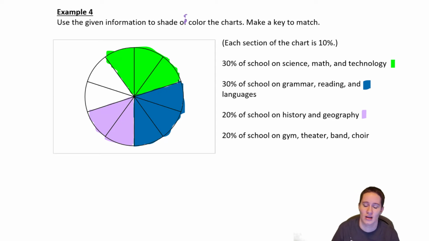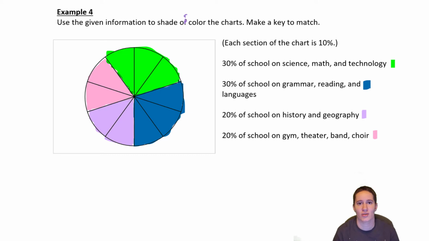20% of school on our extras: gym, theater, band, choir, anything that would fall into that category. So basically what's happening is that this is 2/10, which is the same as 1/5. But because each of these slices were 10%, you're able to go through and say, okay, how much is 20% if each slice is 10%? There should be 2 of them, right? 10 plus 10 is 20. So this is how we would color it.